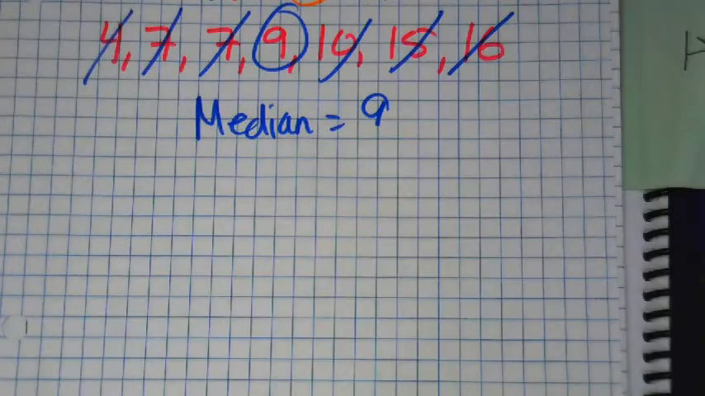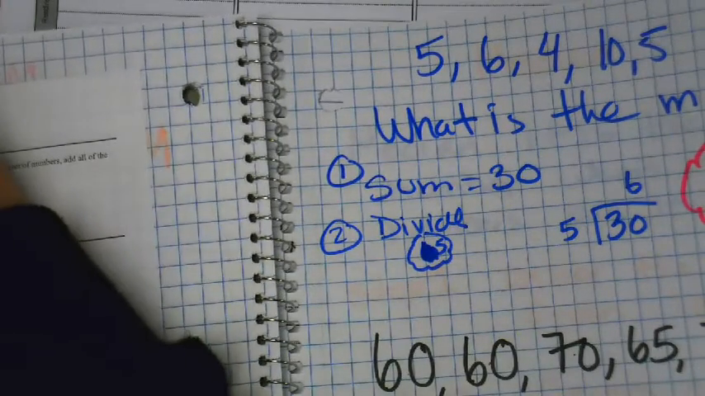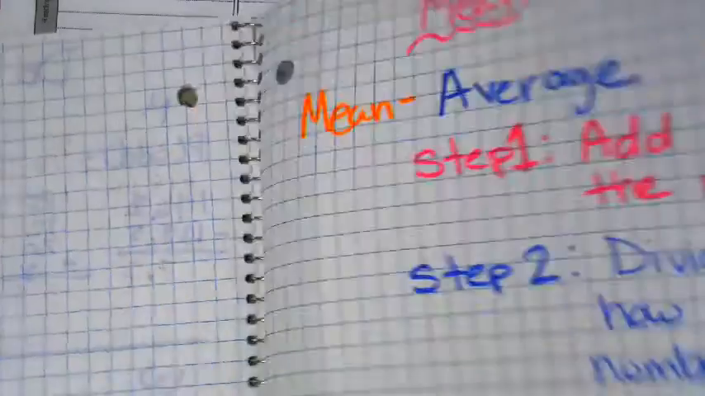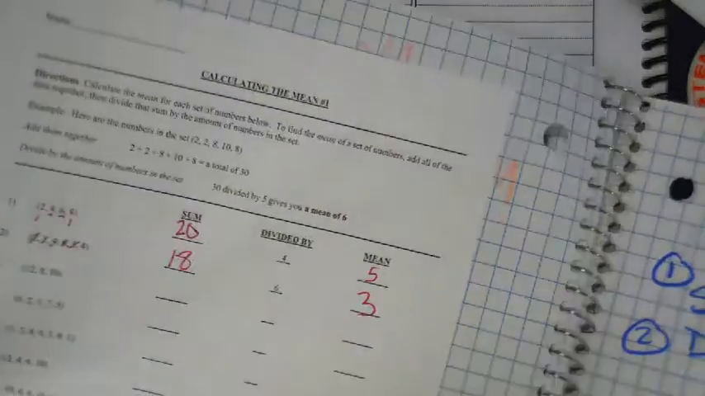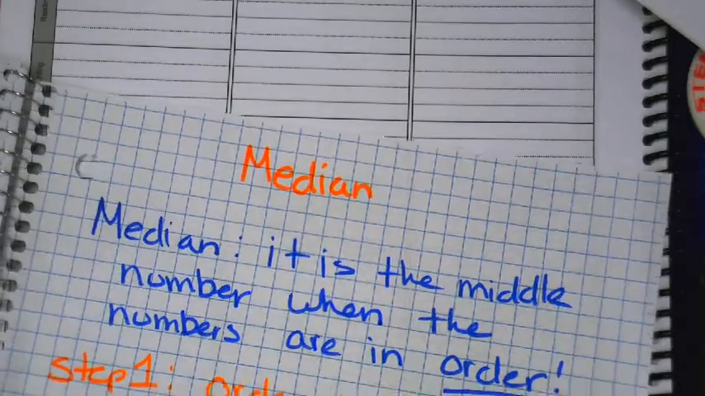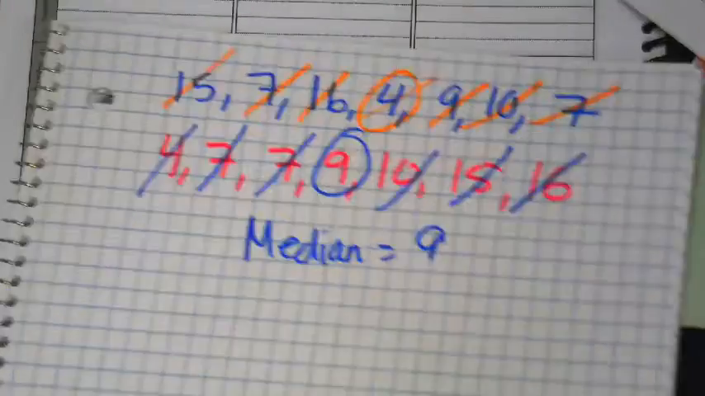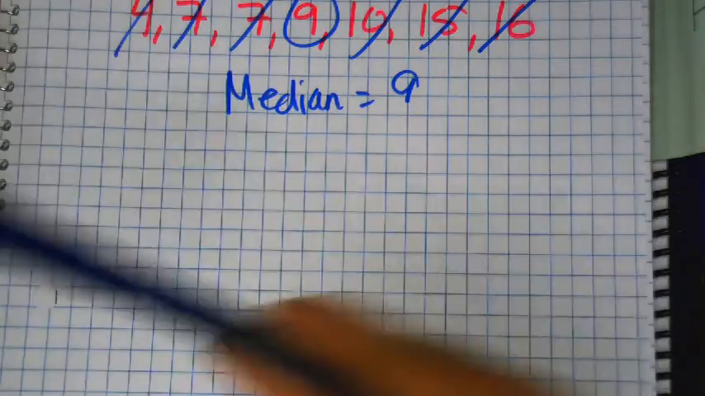So yesterday, there were 3 kids absent. We did notes on mean. We did examples. We did a worksheet. Then we started with median. We defined what median is. We did a couple of examples. And we still had extra time at the end of the period. But today, we will also have extra time.